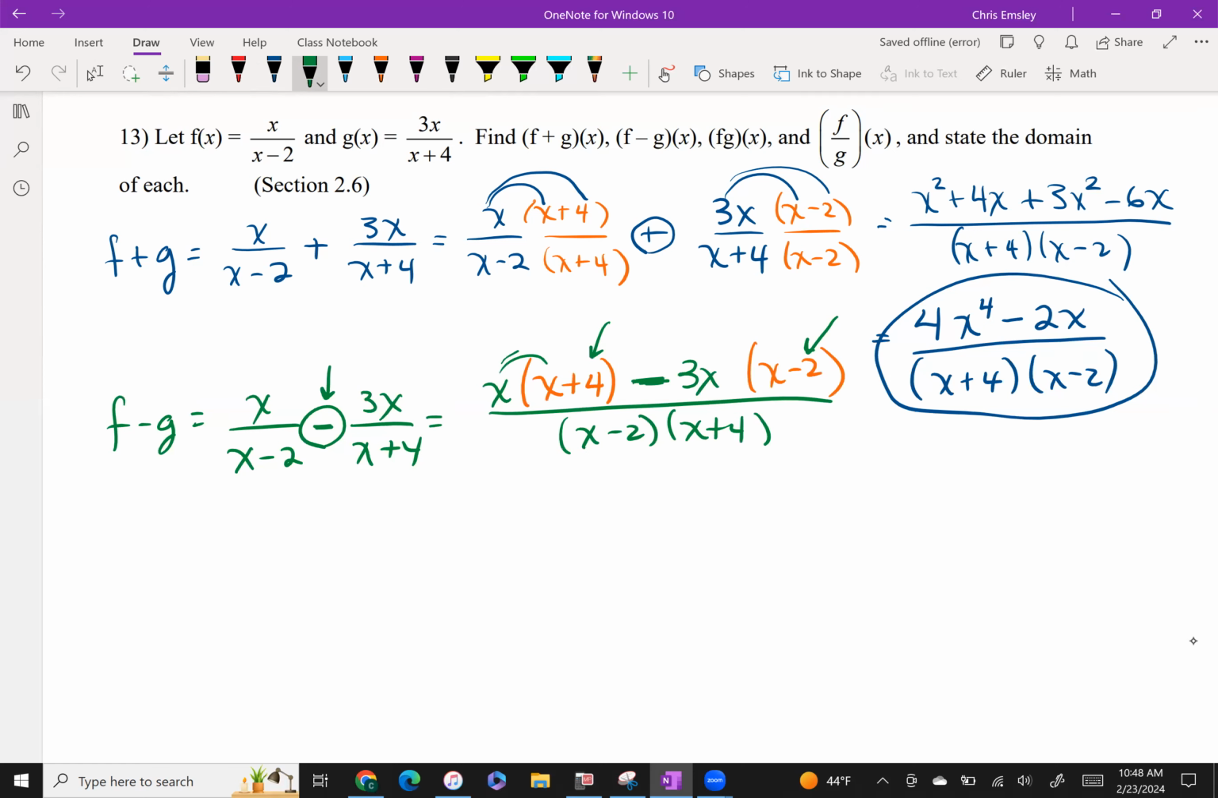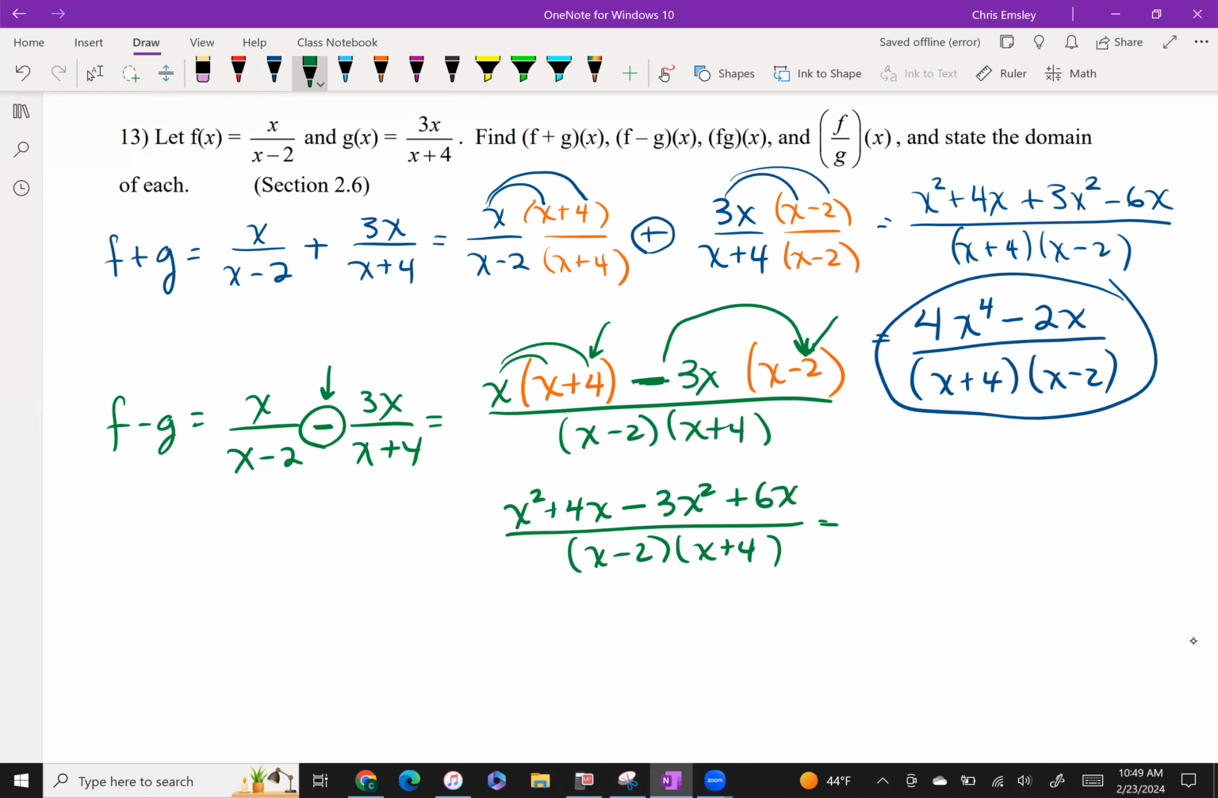It looks just like when we add them, except now, like I said, we're distributing that negative 3x. So when we distribute, it starts off the same as the first one, x squared plus 4x. But then we have minus 3x squared, and be careful, here's where everybody makes the mistake. Negative 3x times negative 2 is plus 6x. Again, combine your like terms. Again, watch your signs. X squared minus 3x squared is negative 2x squared. 4x plus 6x is plus 10x.